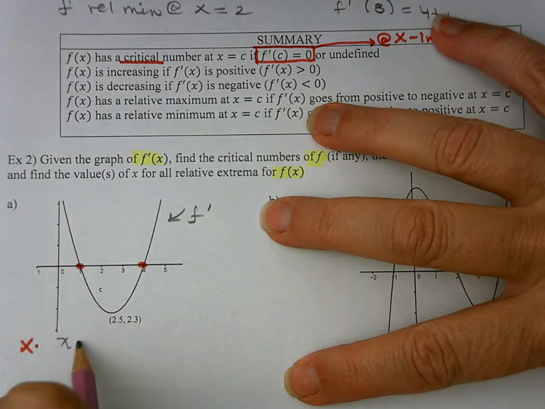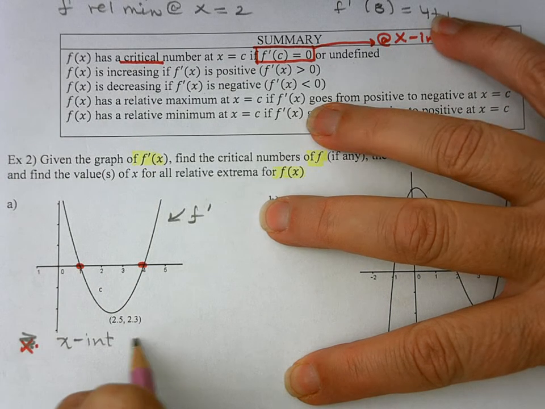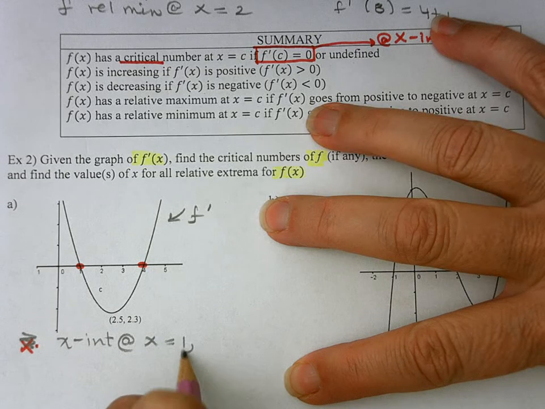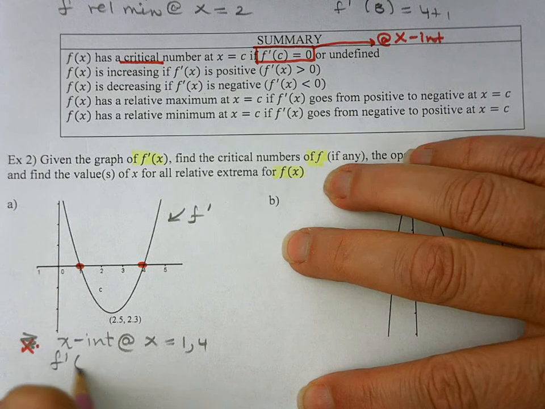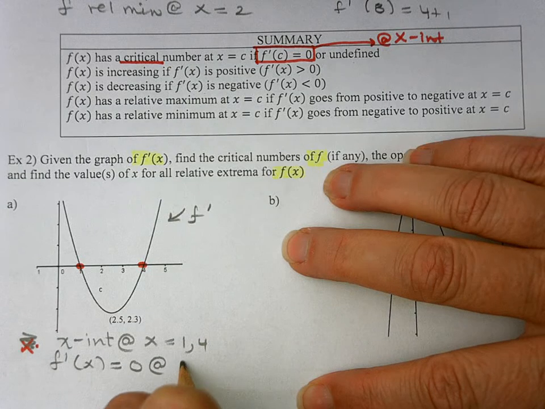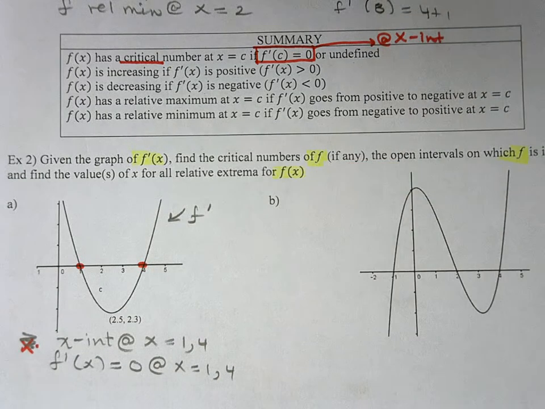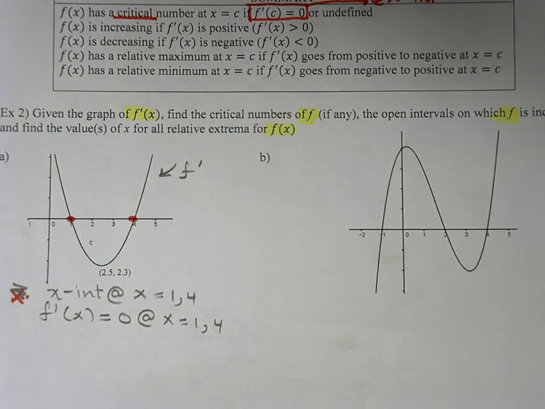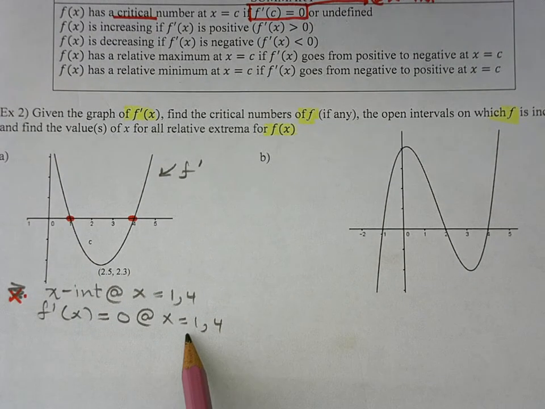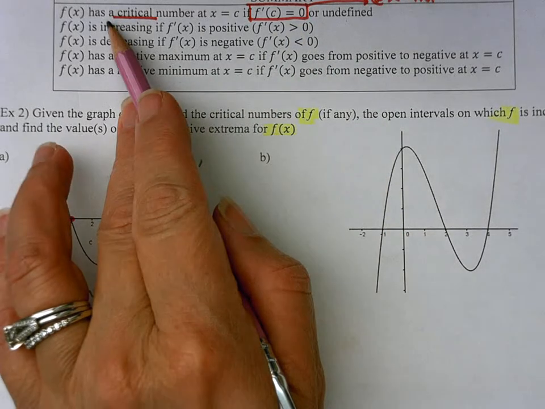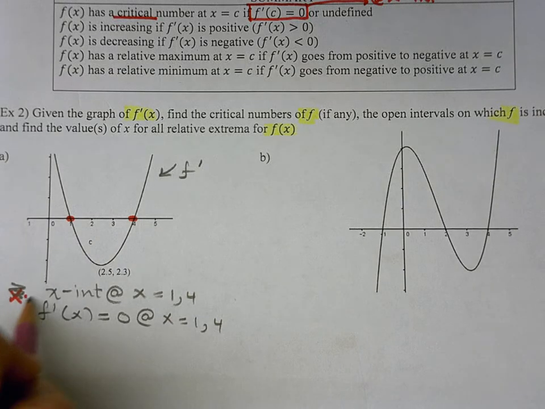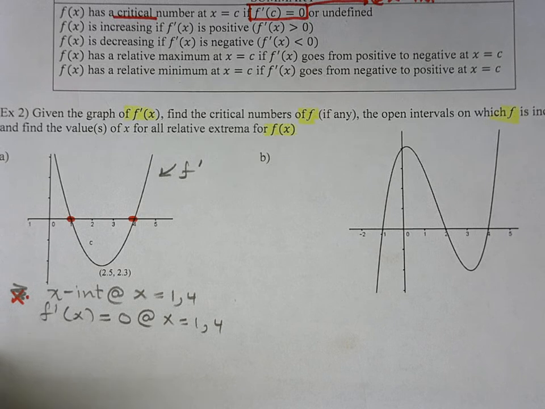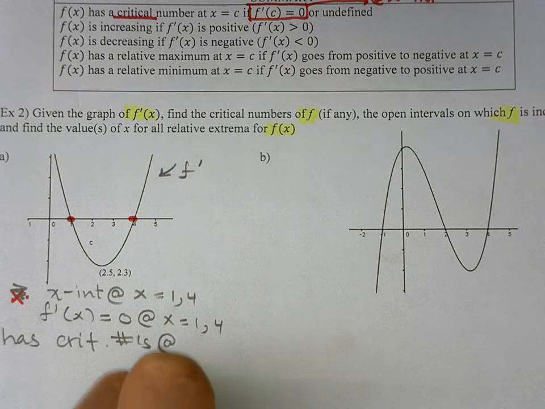I have an x-intercept at x equals 1 and 4. So what is that telling me? That is telling me that f prime is equal to 0 at x equals 1 and 4. Like that needs to be my train of thought. If that is where f prime is equal to 0, then that is also where f has a critical number. So this thought process concludes that f has critical numbers at x equals 1 and 4, right?